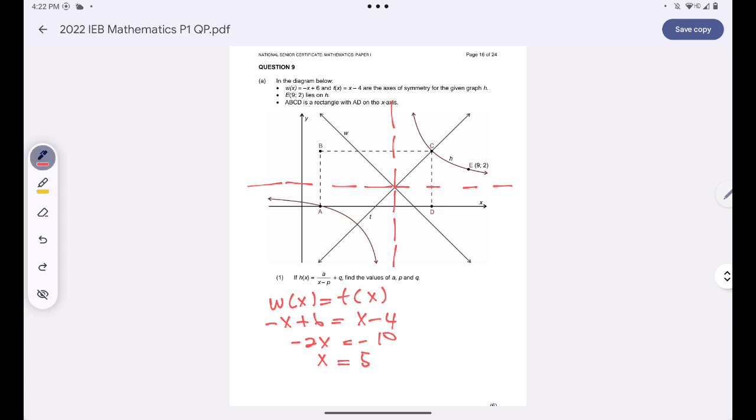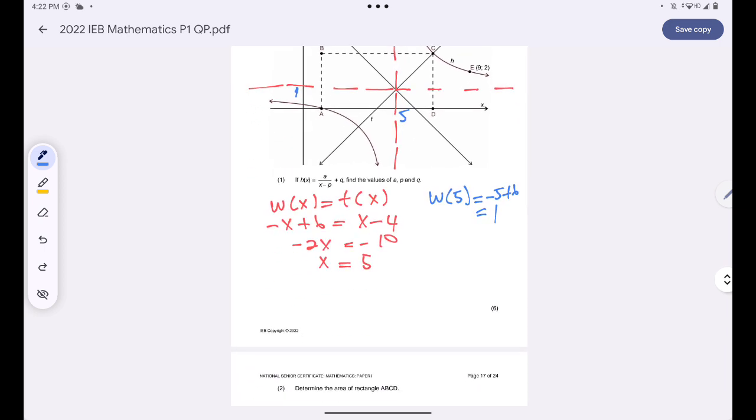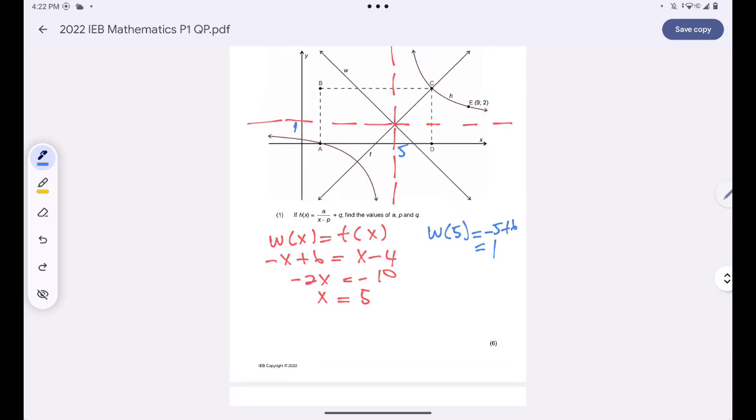I can simply say, therefore, w of 5 will simply be equal to negative 5 plus 6, which is just 1. So I now know that the x value is 5 and the y value is 1. Are we together? So now I do know the values of q and p. All I need to do is to find the value of a.